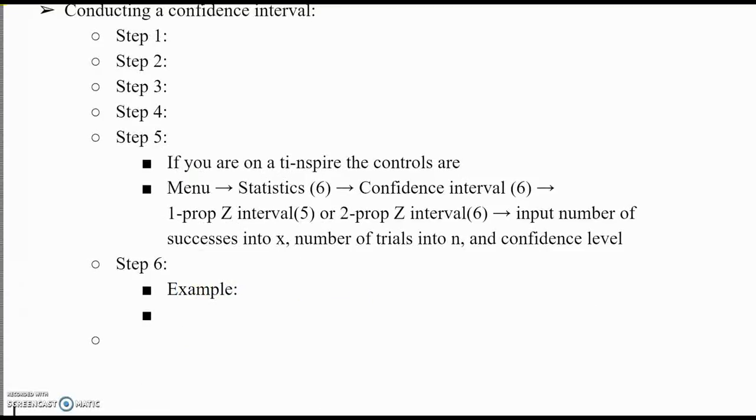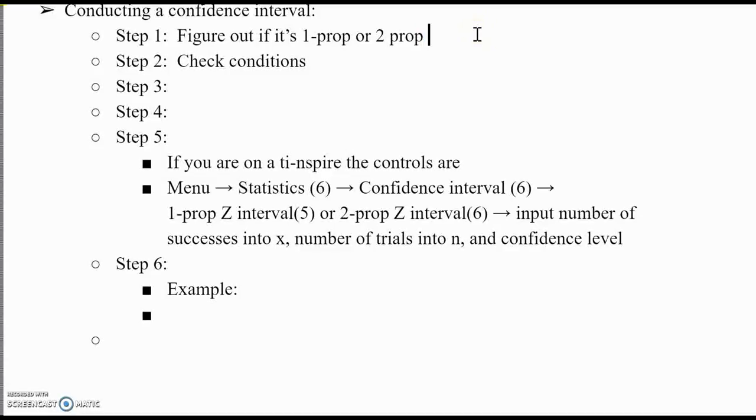The conditions, or if the question says assume conditions are met, you can now proceed with your confidence interval. So step 1, first figure out, right? That's the best thing to do. Figure out if it's 1-prop or 2-prop, right? Sorry. The second one is check conditions, which is very simple.